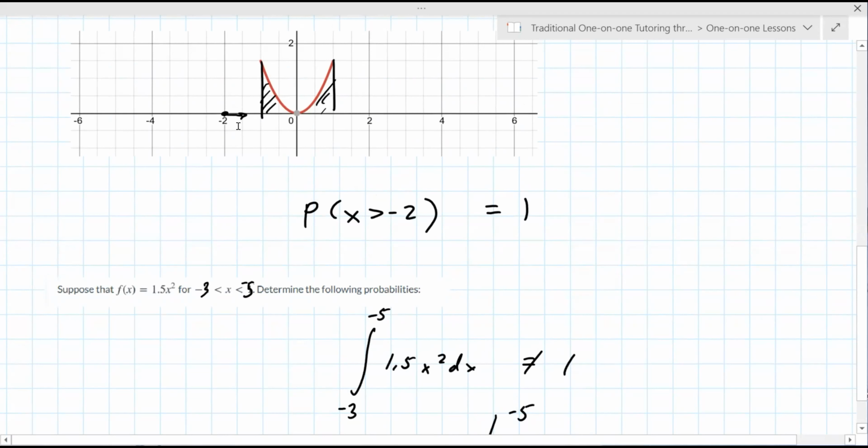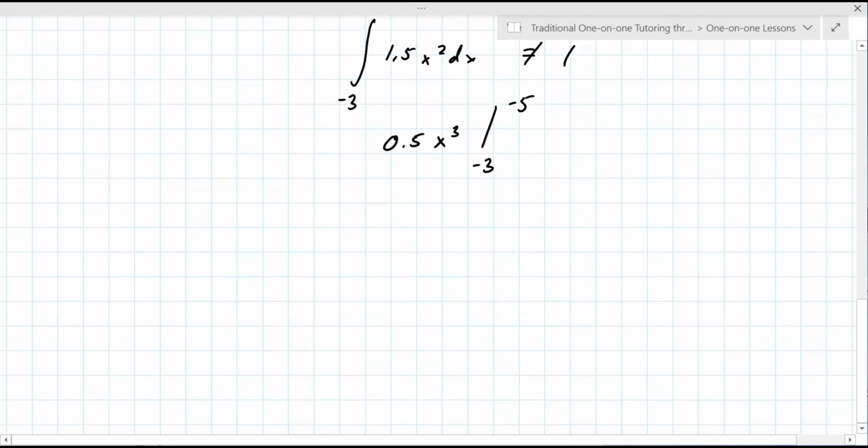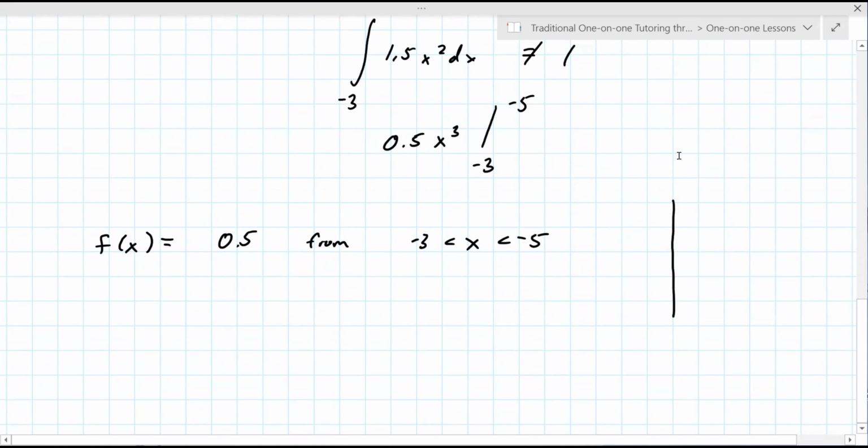What I was trying to do, just to see if that was true, I'm thinking, well, we had the original question, which is X is less than -2, but our interval was from -3 to -5. So let me fix this problem here so that it does work. Let's say your f of x is 0.5 for -3 less than x less than -5. So now it works, and the reason it works is the graph from -3 to -5.